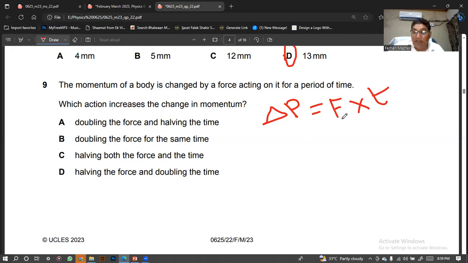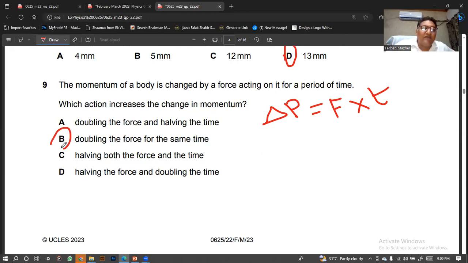Yes, if you double the force and keep the time the same, the change in the momentum will also become double. Halving both the force and the time: if you halve it, you halve it, so the change in the momentum will become 1/4. If you halve the force and double the time, the effect will be canceled. The change in the momentum will remain the same.